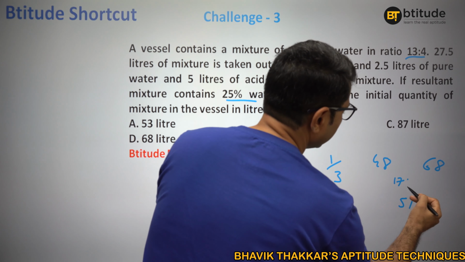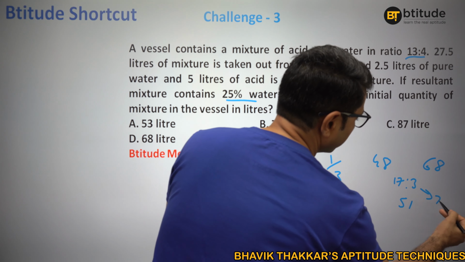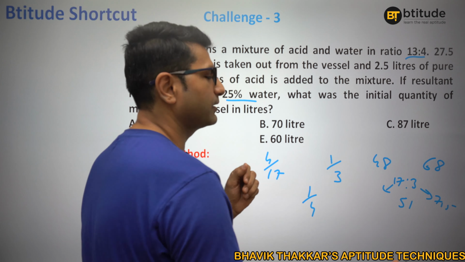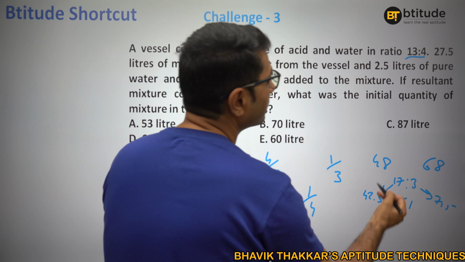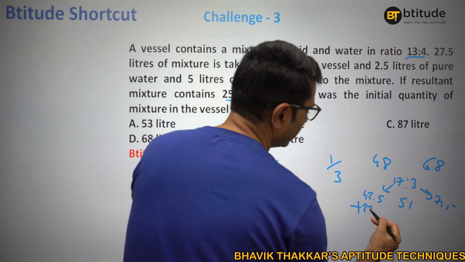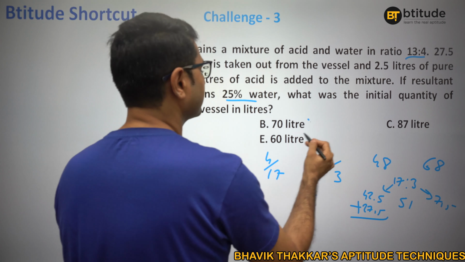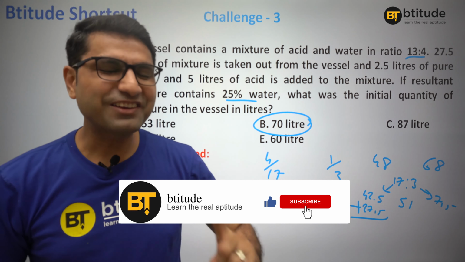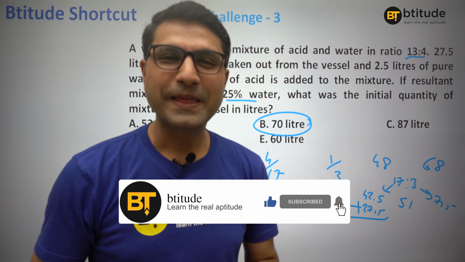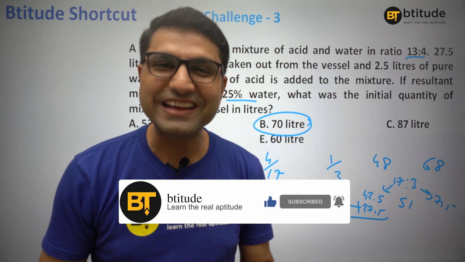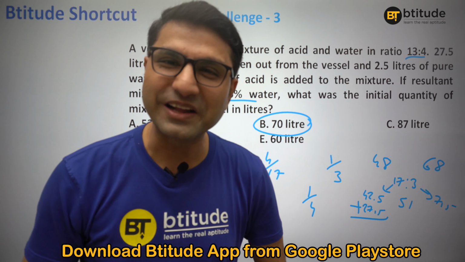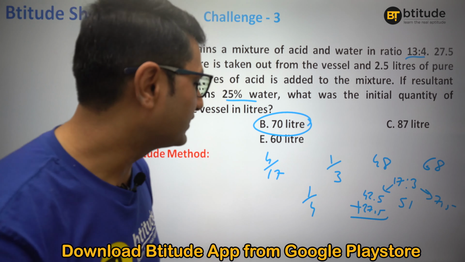So that means 17 is to 3, 3 is 7.5. So 17 has to be 34 plus 8.5, 42.5. But 27.5 was already removed, which makes it 70 liters. That's it. Less than a minute. If you time it, it has to be less than a minute. And that's what you should actually be taking to solve this kind of question in the examination. Fair enough, right?